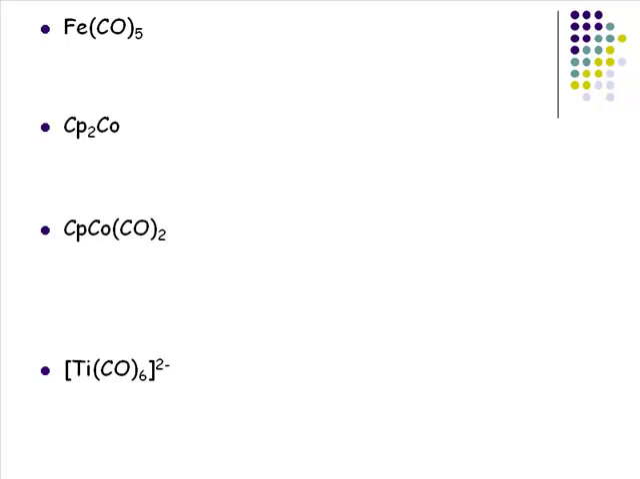So in these circumstances, what we should be doing is looking at these and saying, well, let's do it systematically. So we have 2 cyclopentadienyl ligands at 5 electrons each, that's 10, plus cobalt, which is in group 9, is 19. So again, of course, it's a 19 electron compound.